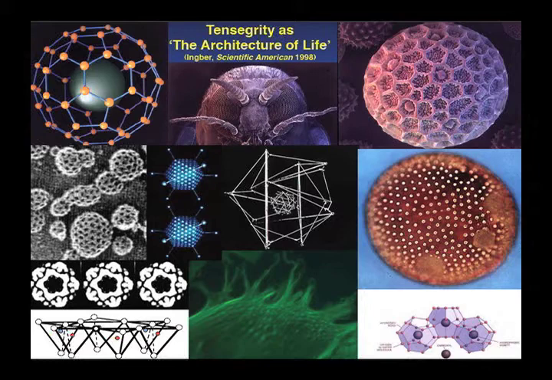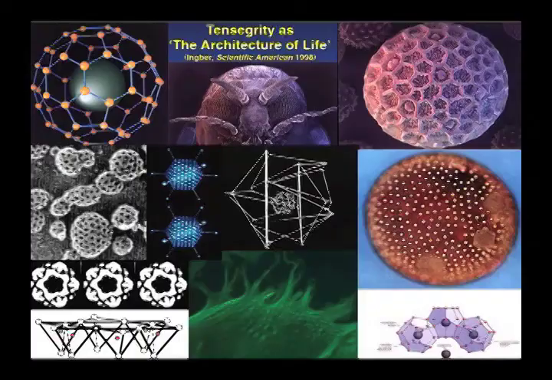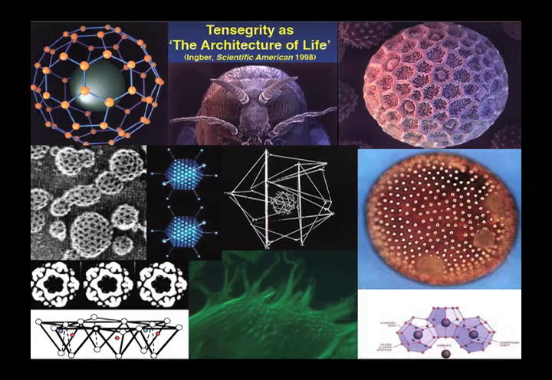And so over 10 years ago, I had a Scientific American cover article, if anybody's interested, suggesting that tensegrity is, in fact, the architecture of life. And it's seen at all size scales. This is the eye as a geodesic, an insect. That's a pollen grain. These are carbon molecules.